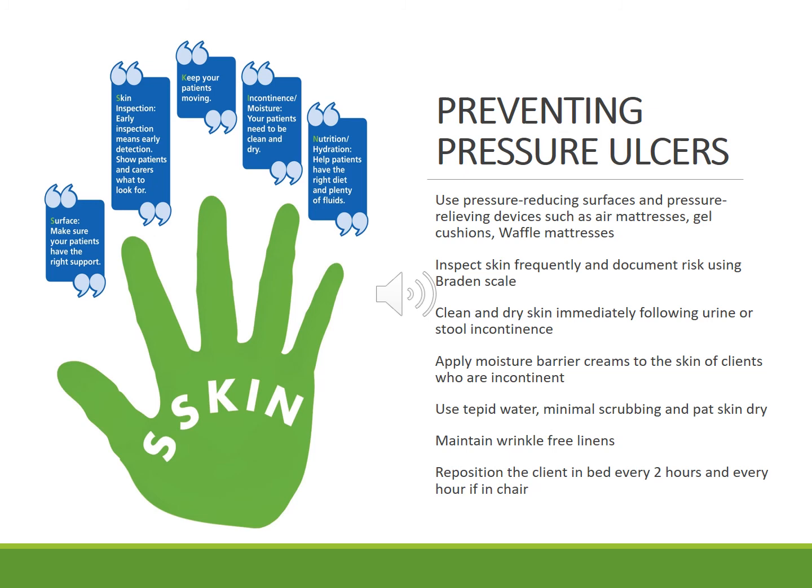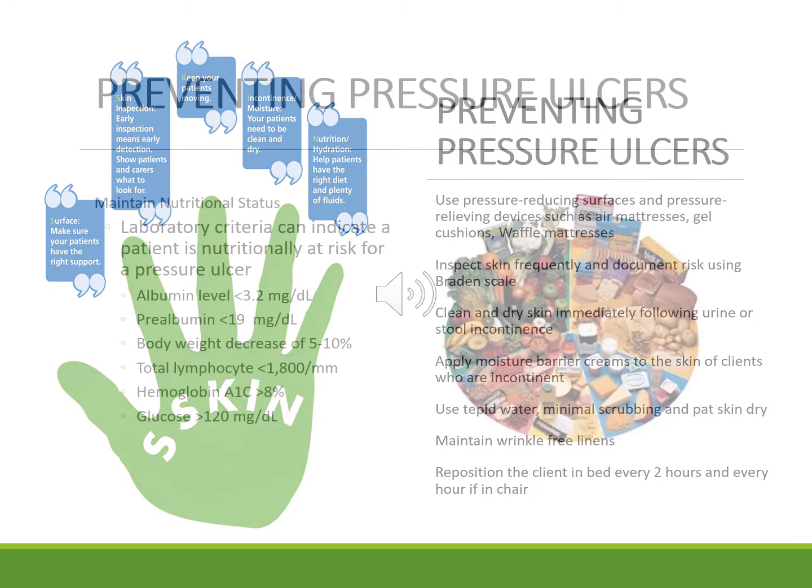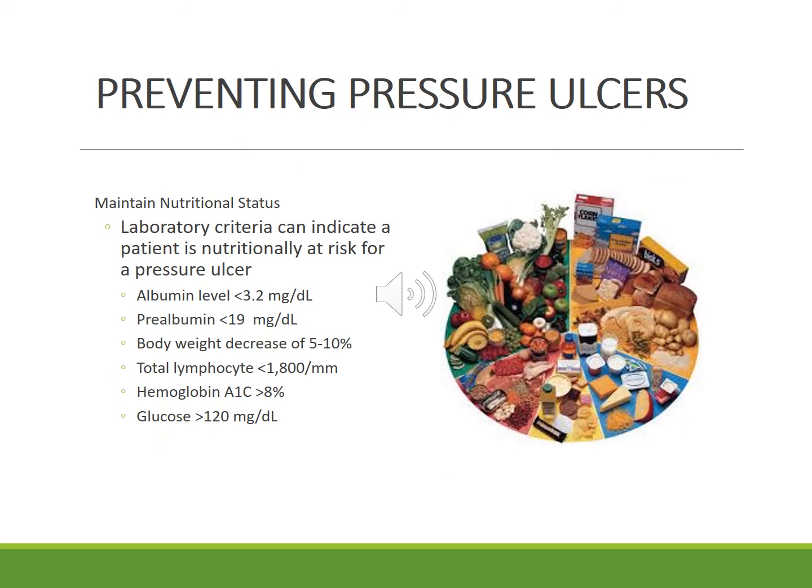If we know they're an incontinent patient, we want to check on them hourly because it does not take long for a pressure ulcer to form, and that nutrition and hydration. So this is just another one, by the end of this, you should have this all very well memorized. If we're trying to prevent a pressure ulcer, another thing to look at is maintaining that nutritional status. There are certain laboratory criteria that can indicate a patient is nutritionally at risk of a pressure ulcer, and we've listed those here for you to begin to make a connection with those values and nutritional status for a patient.